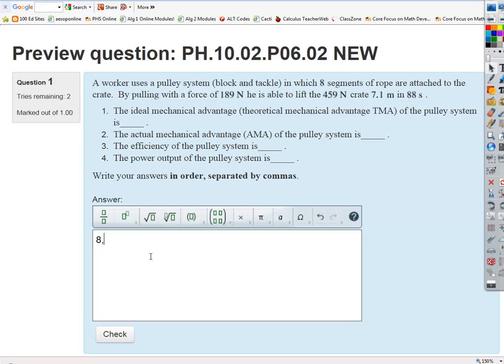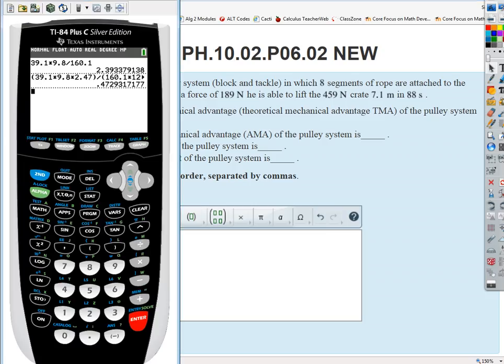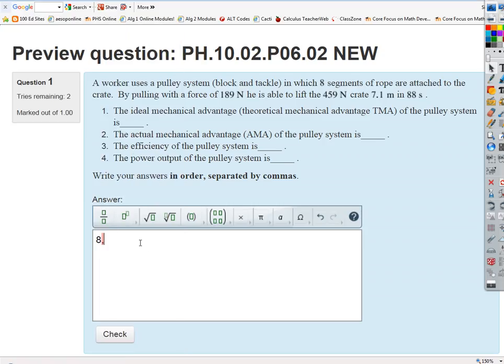What's the actual mechanical advantage? Now that's the forces, right? That's how much is the force actually being multiplied? Well, what's the output force? 459. What's the input force? 189. So if I divide those, I get 2.43, okay? What's the efficiency? Well, I could just divide those two, couldn't I? Right? 2.43 divided by 8. What's that give me?